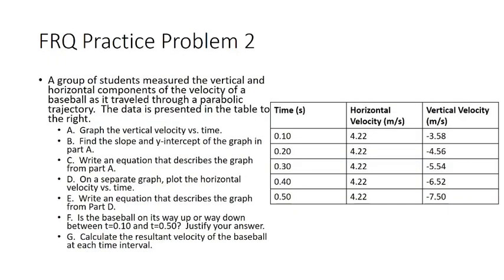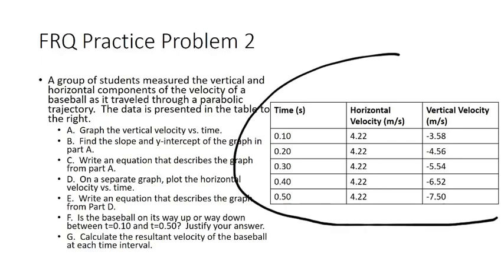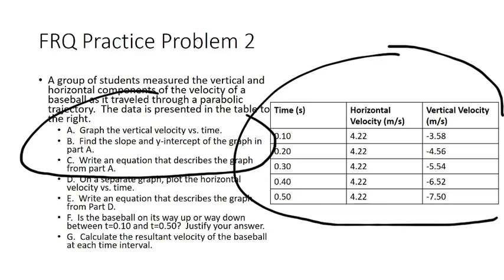All right, so now we're looking at the final problem, FRQ practice problem 2. A group of students measured the vertical and horizontal components of the velocity of a baseball as it traveled through a parabolic trajectory. The data is presented in the table to the right. So we have times, and we have the horizontal velocity at each time, and we have the vertical velocity at each time. First of all, we're asked to graph the vertical velocity versus time, find the slope and the y-intercept of the graph, and write an equation that describes the graph from part A. So let's look at those problems first.